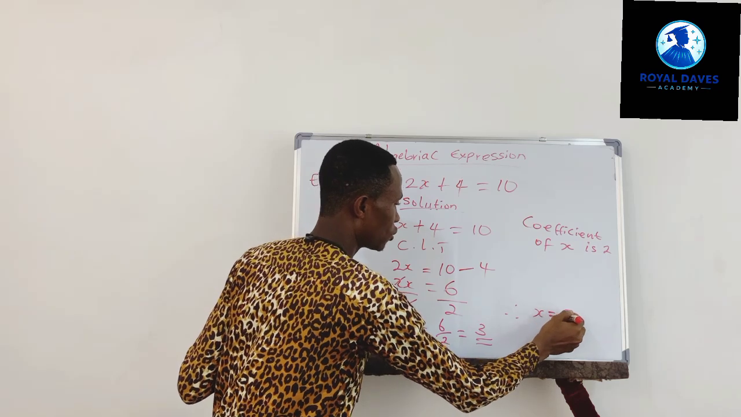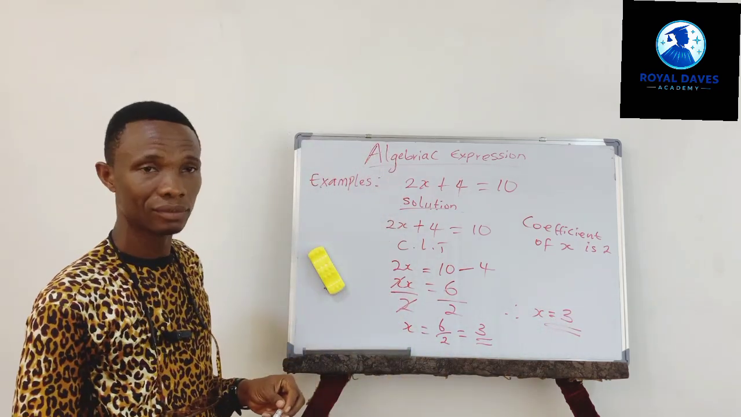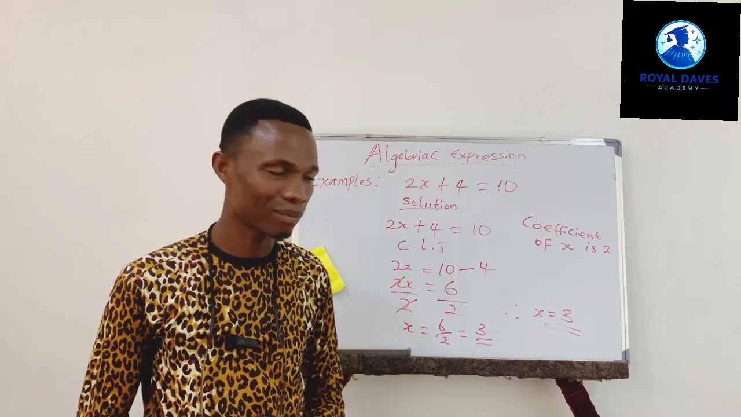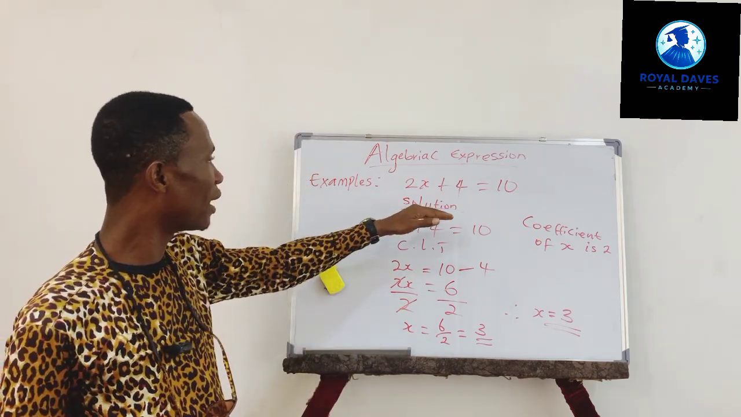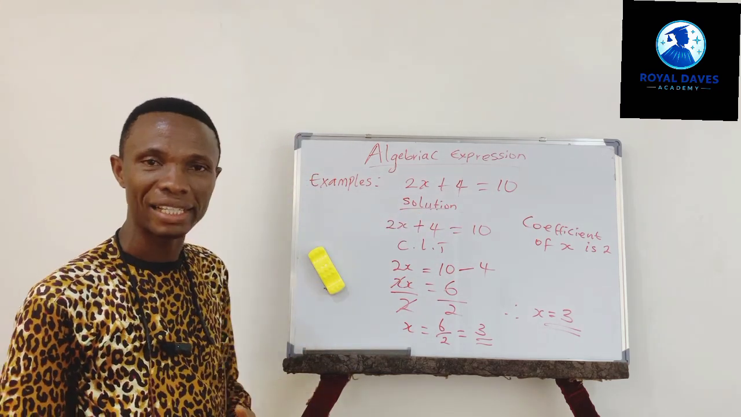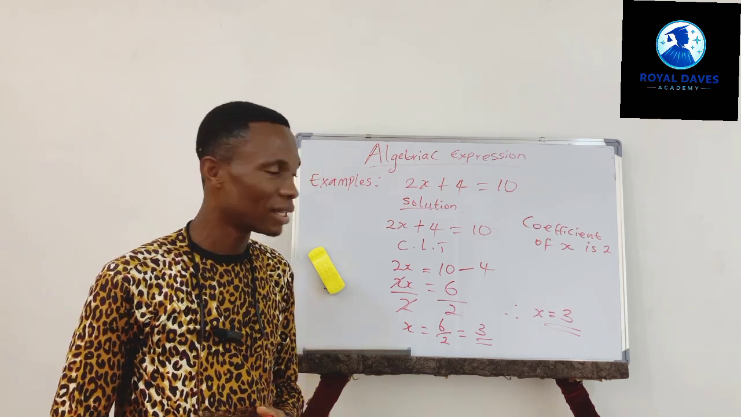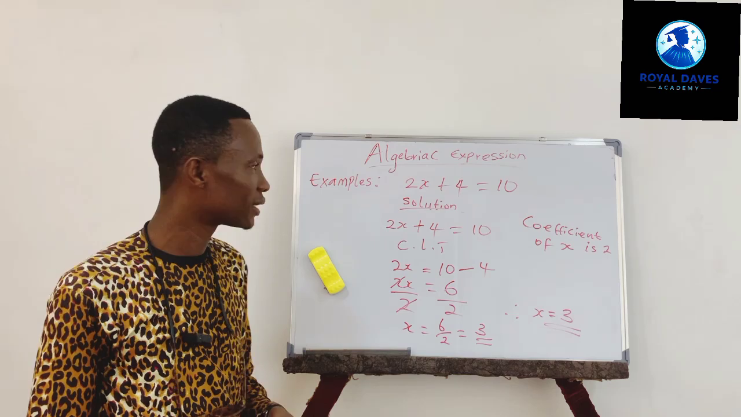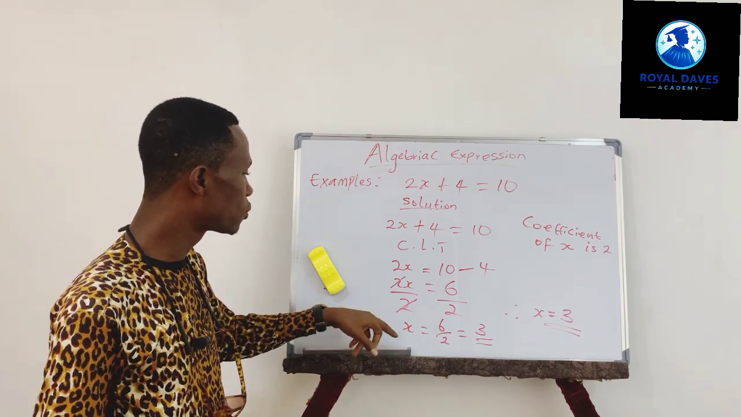This is how simple algebraic expression is. And then we have a method of checking if our answer is correct. In algebraic expression, we have a method to check if what you have solved is correct. How do you do that? You substitute x equals to 3 in the equation you were doing originally.